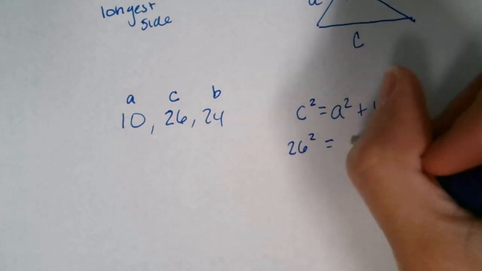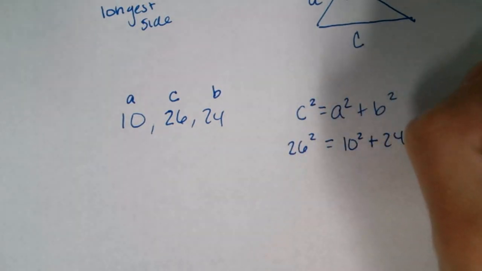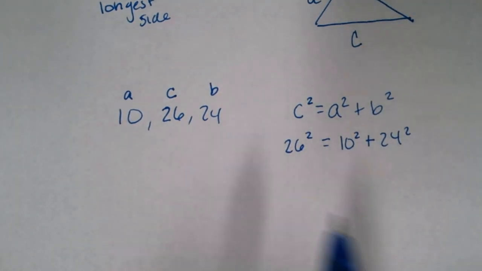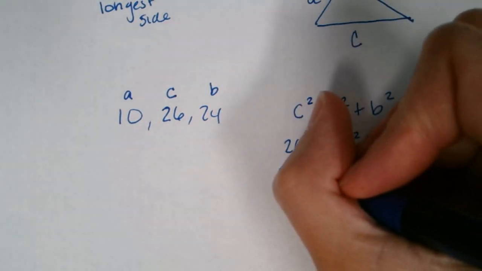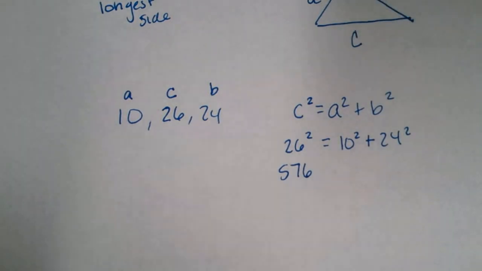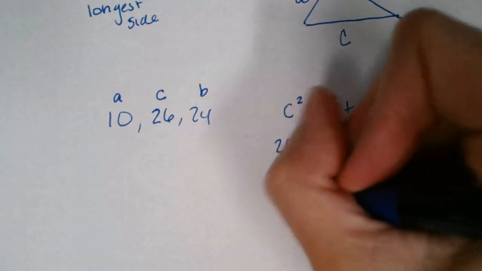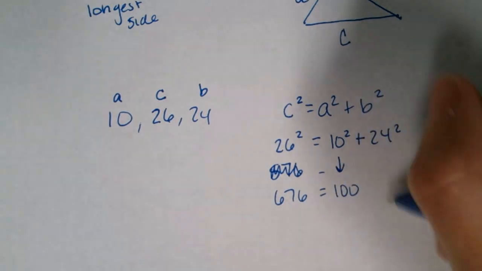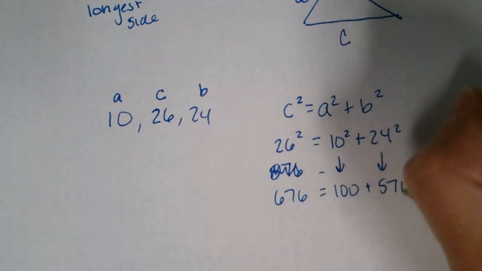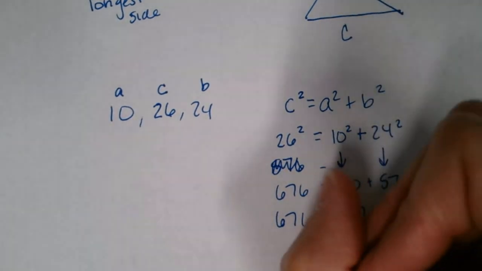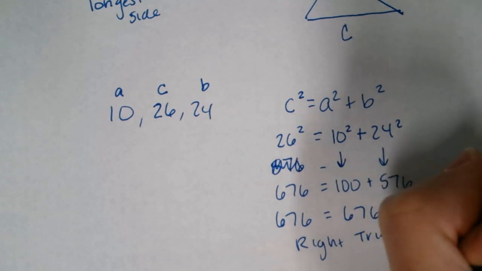So we have 26 squared, 10 squared, and 24 squared. If they're equal, it will make a right triangle. So we want to see, if I square 26, I get, nope, I don't get 576, I get 676. Okay, if we square 10, we get 100. If we square 24, we get 576. So the left side equals the right side, so this is a right triangle.